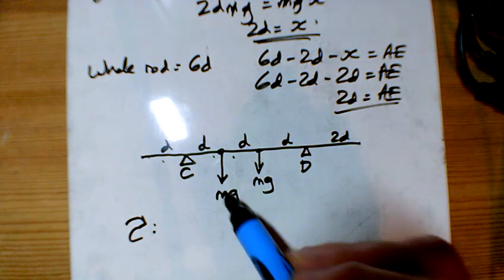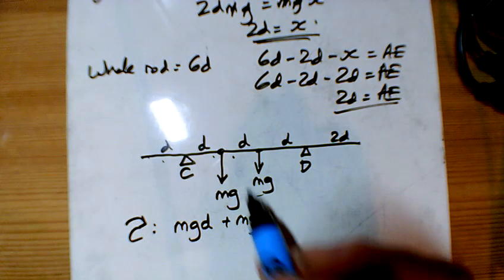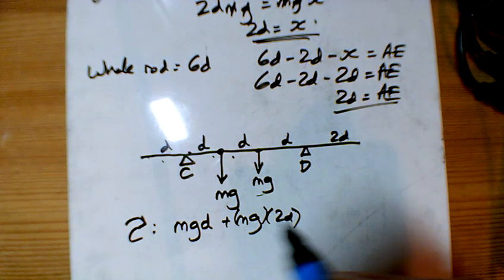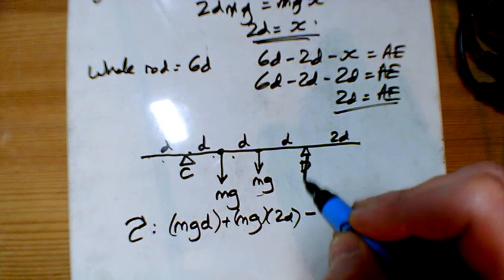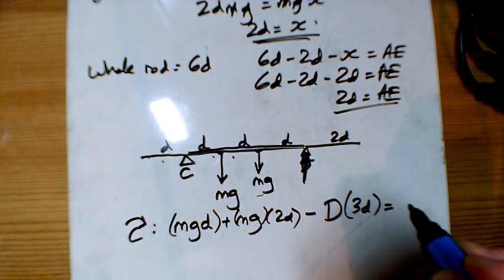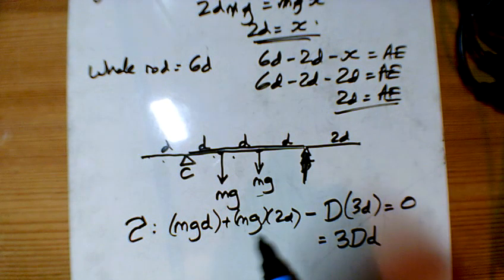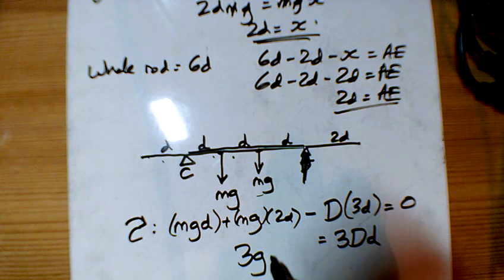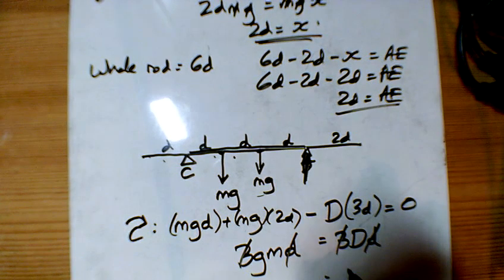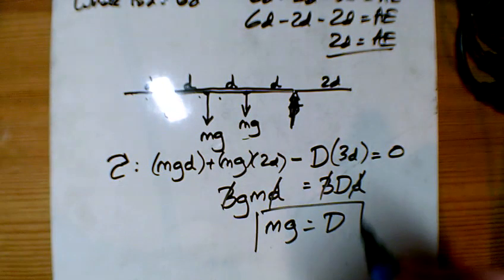So looking around here, this one here, we've got mg times D. This one here, we've got mg, and the distance there to there is 2D. And the force pushing up at this point here, I'm going to call that one capital D at distance 3D. That will equal 0 because it's in equilibrium. So on this side here, I've got 3 capital D, little d. On this side over here, we've got 3gmd. Cancel the 3's, cancel the d's, and the force we're looking for is that the force will be mg.